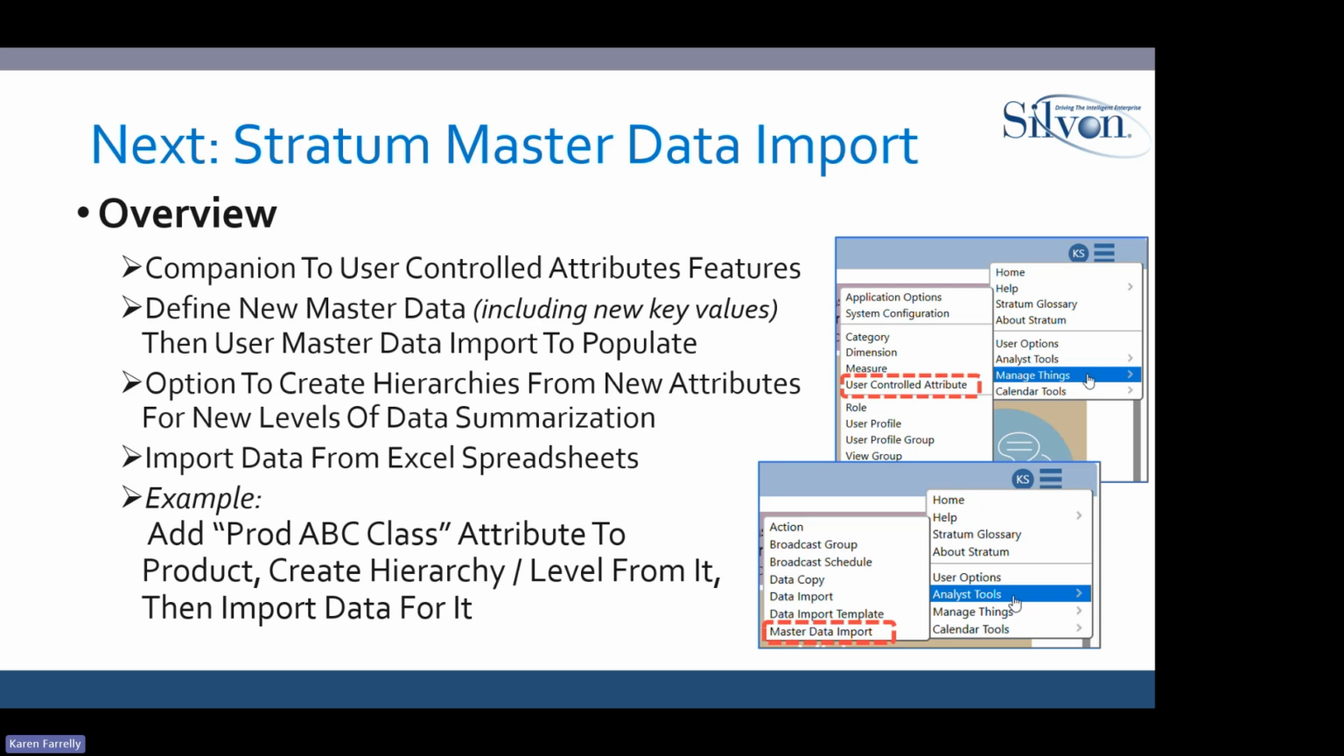With master data import, there is an option which is really nice. You can create levels of data summarization from your new attributes. So I could have product ABC class as an attribute of product, but then also set it up so I can use that as a level of summarization to drill through or to analyze data by in my views. And you will be importing data in terms of master data import only from Excel spreadsheets. That's your sole source of the type of file that you can import from.